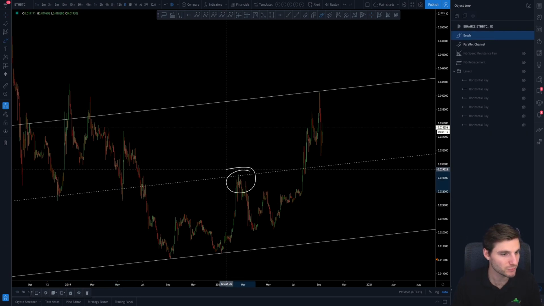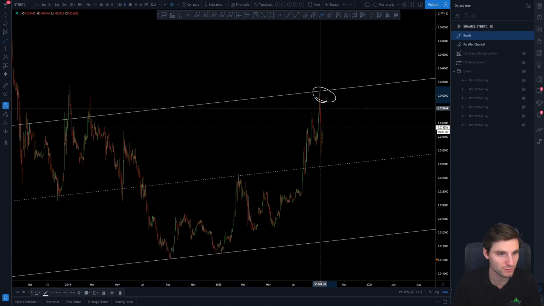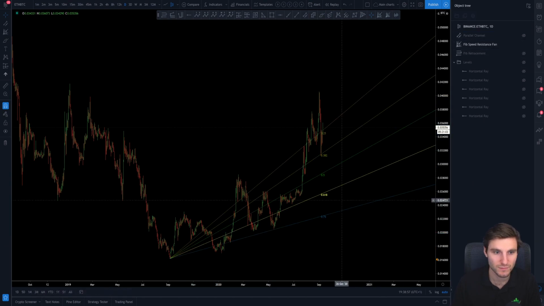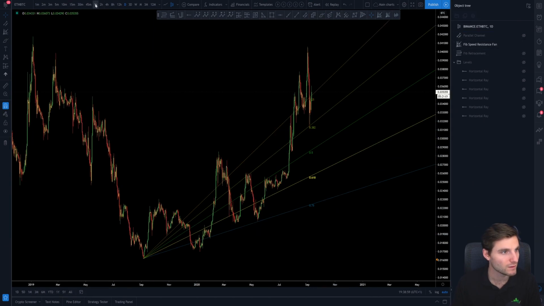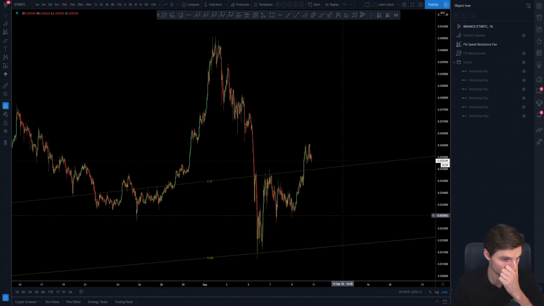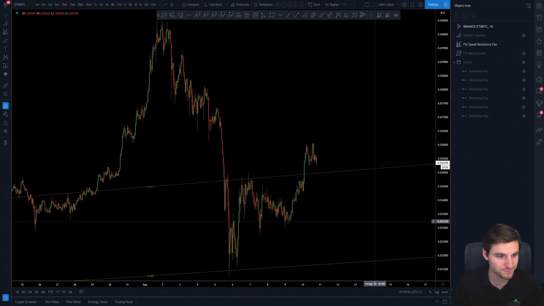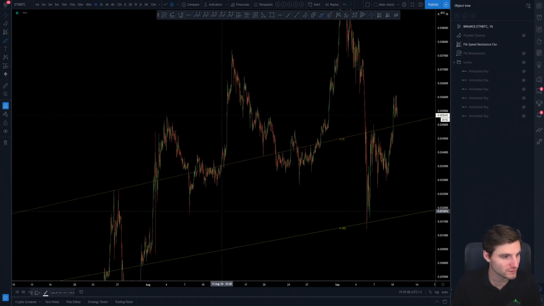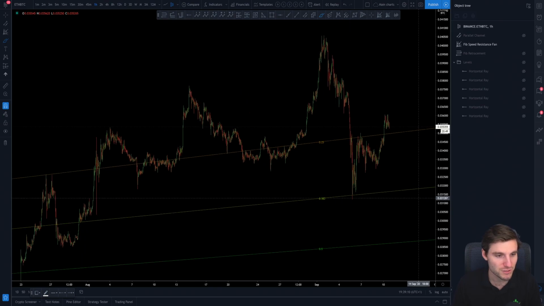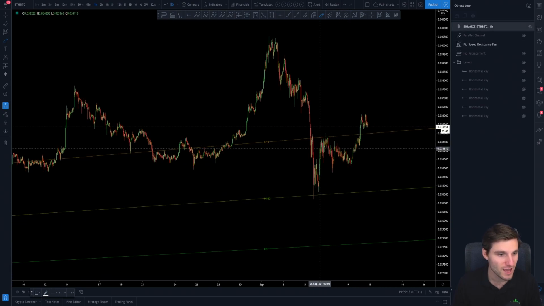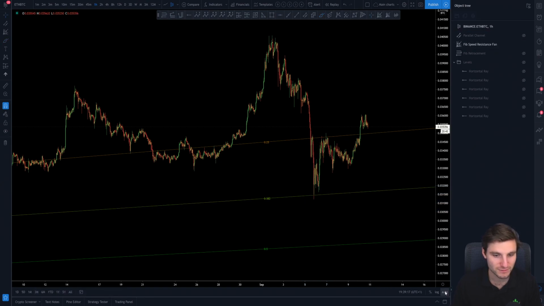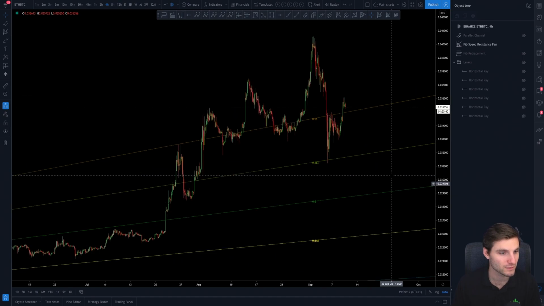Midpoints, midpoints, resistance, resistance. Wow, look at that. That's why you gotta love the speed fan. Bouncing off the 382 with a speed fan there.